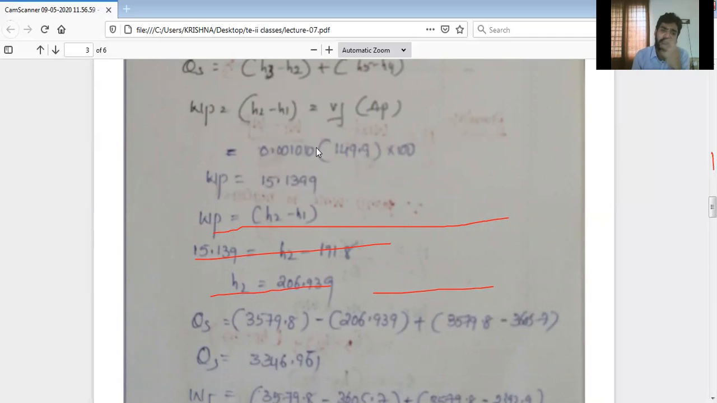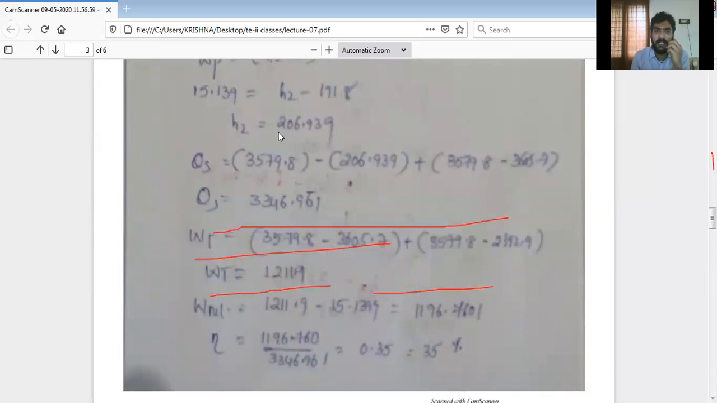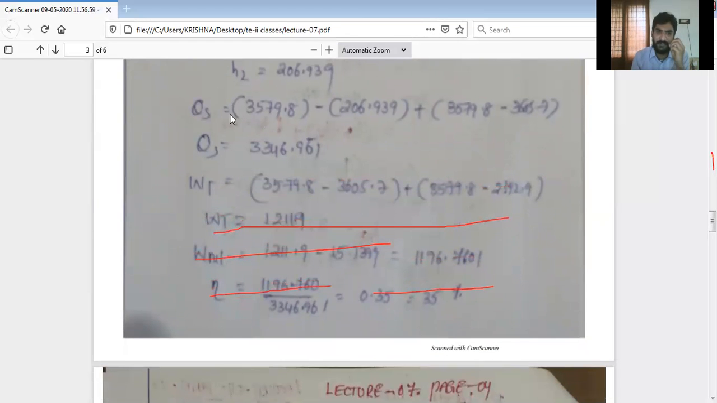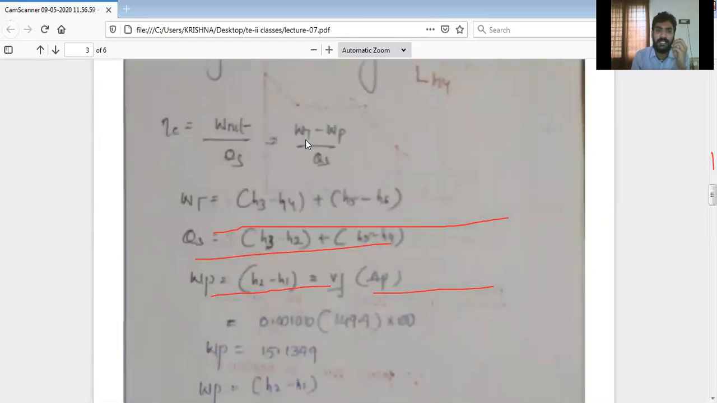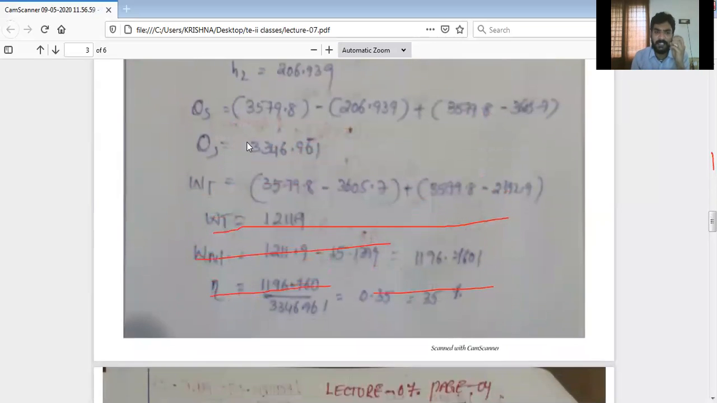This is pump work. Then that pump work will be substituted in this equation: 15.139 is equal to H2 minus 191.8. Then the H2 value is 206.939. Then heat supplied. What is the heat supplied? H3 minus H2 plus H5 minus H4. Again, I substitute those values in this equation. I get heat supplied 3300.